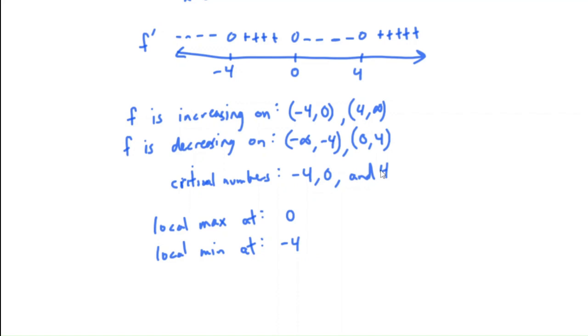And then also at 4, we're going to have a min, right? Because it's decreasing to the left of it and increasing to the right. So the original function is going down, then up, then down, then up. And so you can see that at 4, we also have a local min. Okay, so we've classified those critical numbers: local max at 0, local min at -4 and 4.